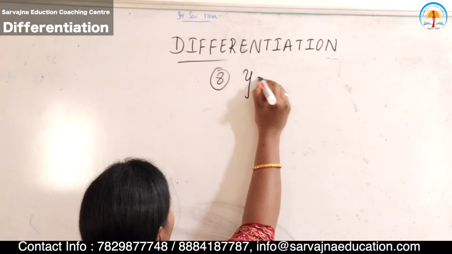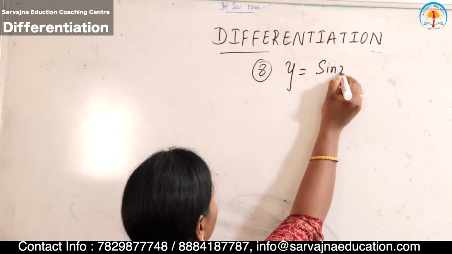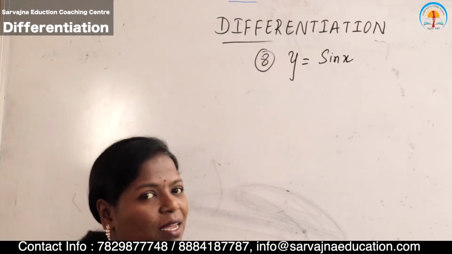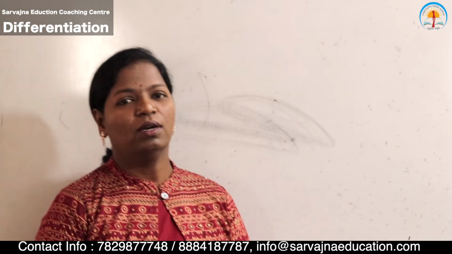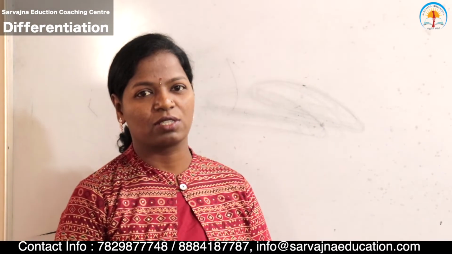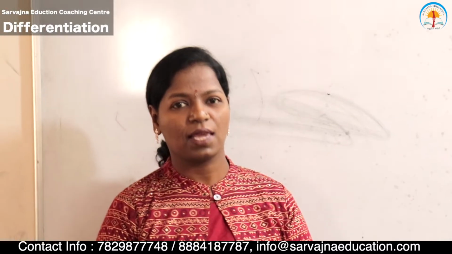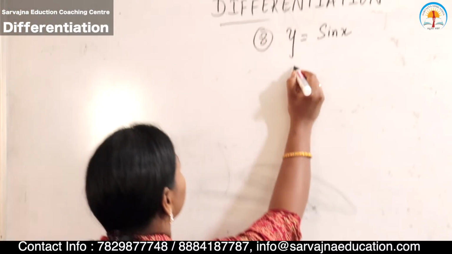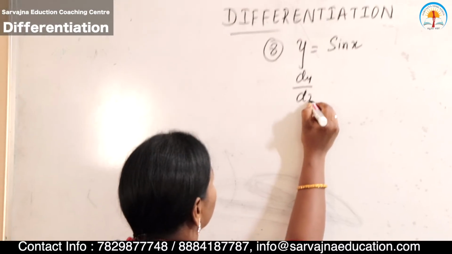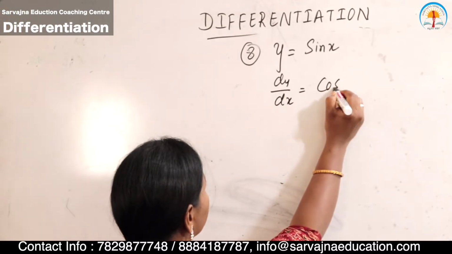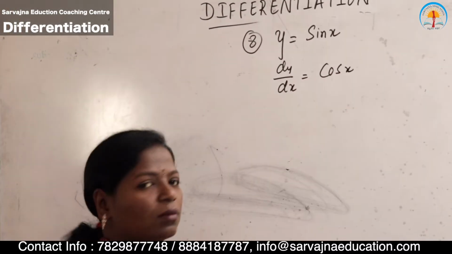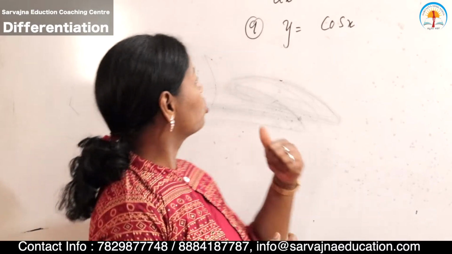y is equal to sin x. Differentiation of sin x is, again I told you, there are four different types of functions, right? This is a trigonometric function. Differentiation of sin x is cos x. dy by dx is equal to cos x. Done.